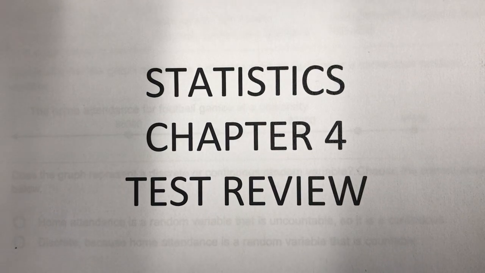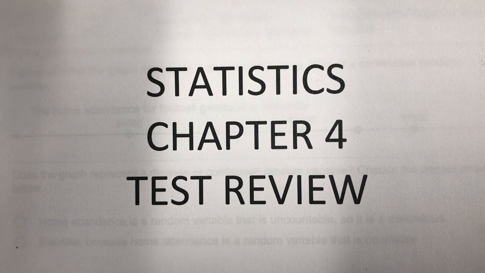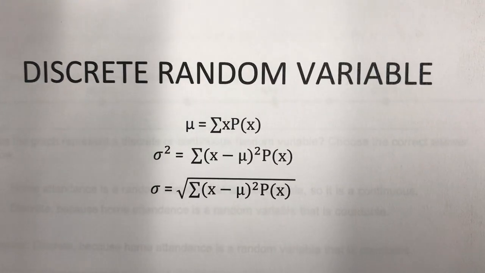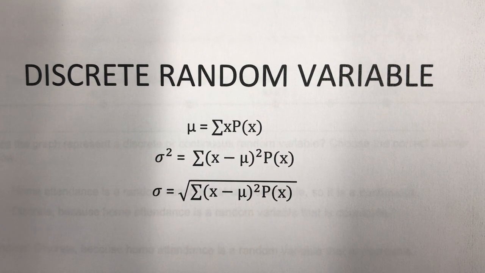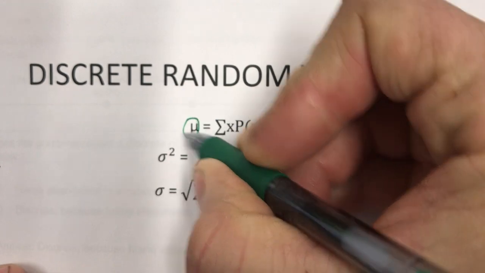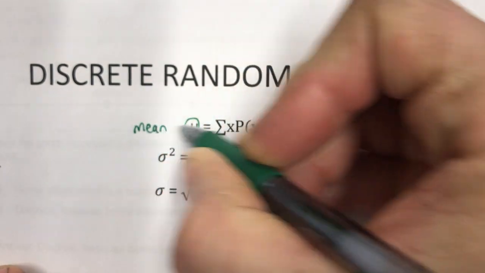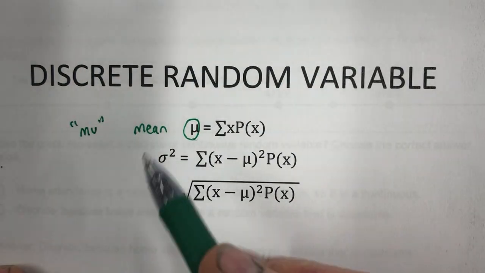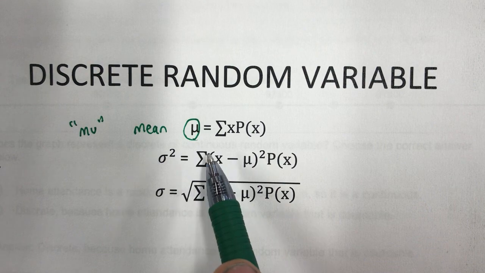All right, we're looking at statistics, chapter 4, test review. Okay, now in this chapter, one thing we're looking at is discrete random variables. A discrete random variable, and we've got this notation here. Now, this right here is my mean. This is called a mu. Mu is how you say this. This is my mean, which is the average.